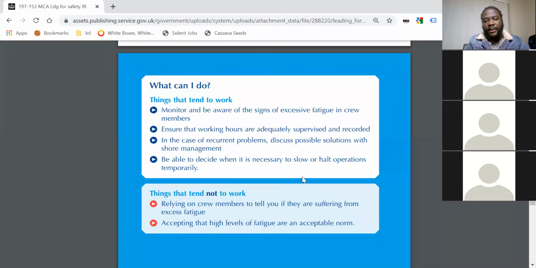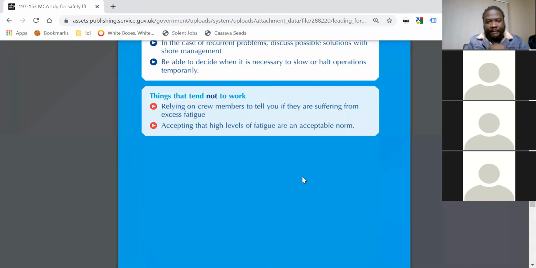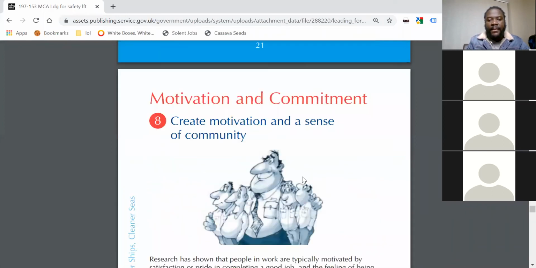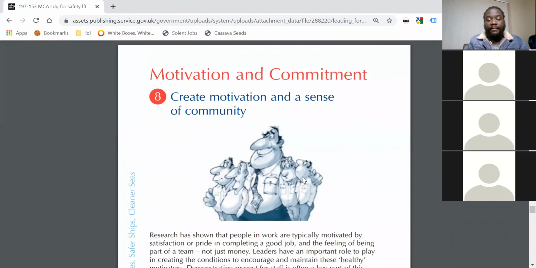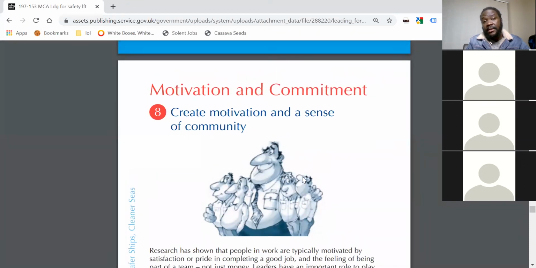So yes, we need to know when to slow down. And as master, sometimes you see the crew are doing it, they're doing it, but to be honest, you need to just help them pull the plug and say, guys, no, this is just too much. It is too much. So yeah. Or as the officer, you need to know when your guys are doing too much as well.